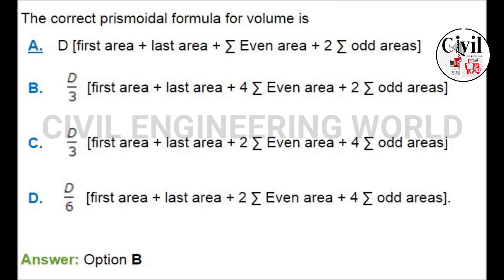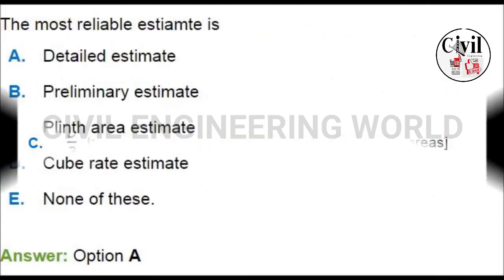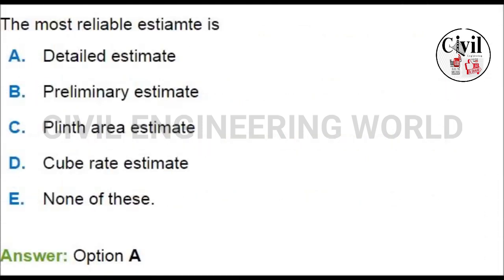The correct prismoidal formula for volume is B is the correct answer because we use D over 3 into first area plus last area plus 4 into sum of even area plus 2 into sum of odd areas. Right. Okay. The most reliable estimate is detailed estimate. Obviously, it is well known that detailed estimate is the most reliable method.